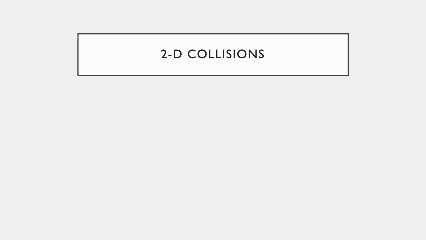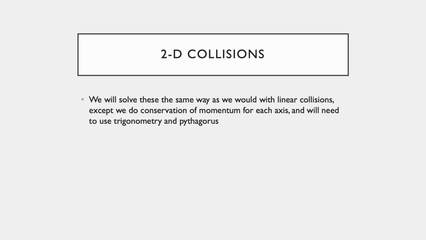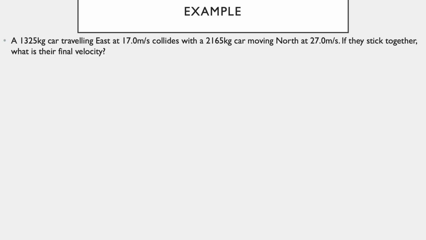So 2D collisions we'll solve the same way as we would linear collisions, except we'll do conservation of momentum in each axis. So we'll do it in a north-south direction and an east-west direction. So we'll do an example of this.